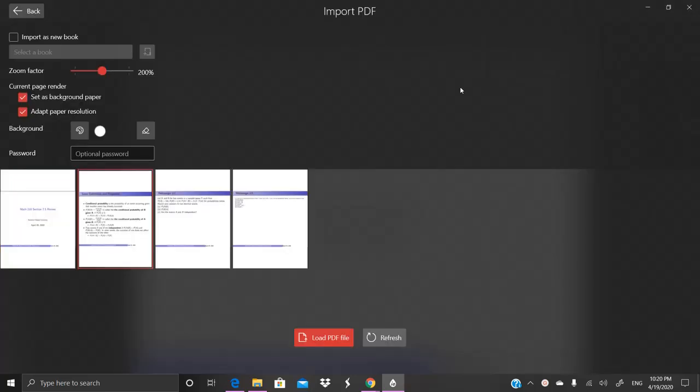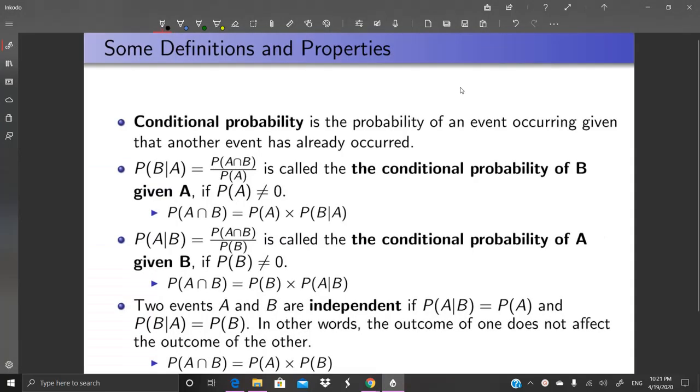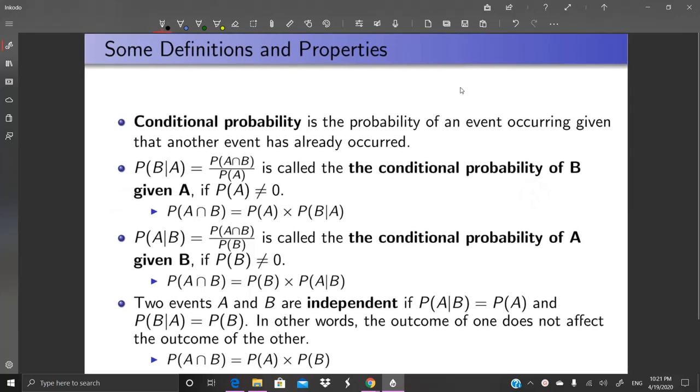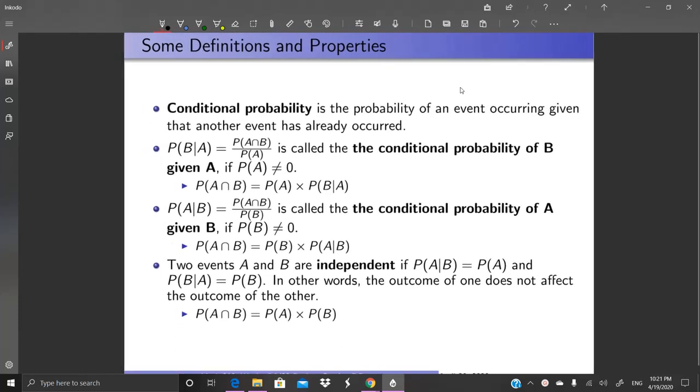Alright, let's get started with, of course, some definitions and properties, and then we'll do examples. So this whole section is about conditional probability, and that is the probability of an event occurring given that another event has already occurred. So hopefully that makes sense. Conditional, right? The probability of a certain event is conditional upon another probability.